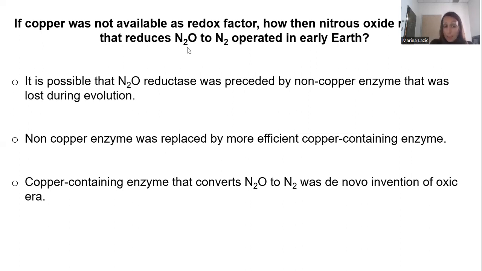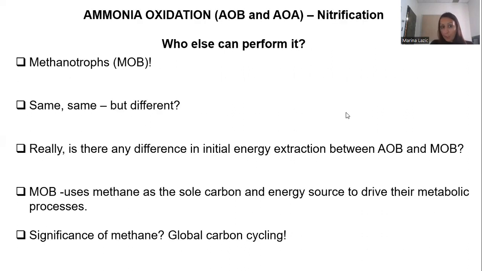Some theorists say it's possible that nitrous oxide reductase was preceded, before today's copper-based nitrous oxide reductase, by a non-copper enzyme that was lost during evolution. Then this non-copper enzyme was replaced by a more efficient copper enzyme. And now this copper-containing enzyme that converts nitrous oxide to nitrogen was basically a de novo invention of the oxic era. Those are just some suggestions from the literature that I found.